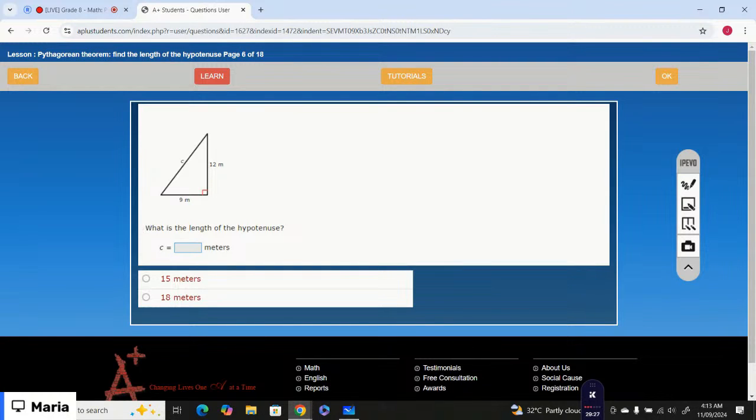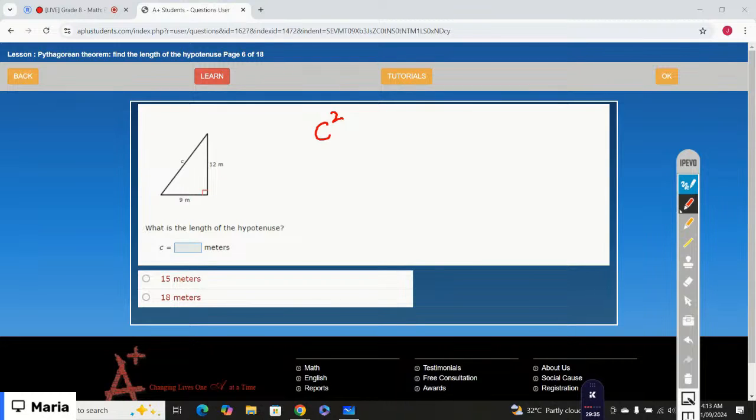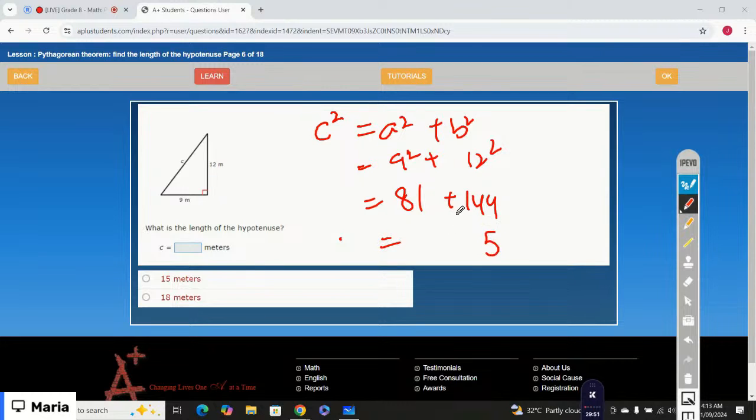What is the length of the hypotenuse? The hypotenuse is C, and C is the longest side of the triangle. So the hypotenuse square equals the sum of squares of the two other sides. So A square is 9 square, B square is 12 square. 9 square is 81, and 12 square is 144, right? So when you add, that is 225. You need to calculate the square root, because we need the value of C only. So that is 15. The correct option is 15 meters. Option number 1 is the correct option.